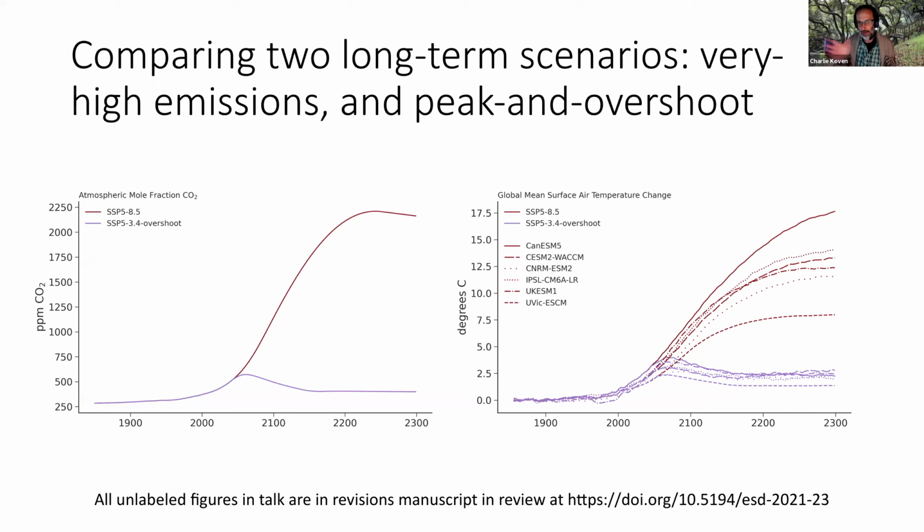And so it gives you the ability to explore what happens under strong net negative CO2 emissions in the same context as these super high emissions. So these are two very broad bracketing scenarios that outline the plausible space over the next couple hundred years.